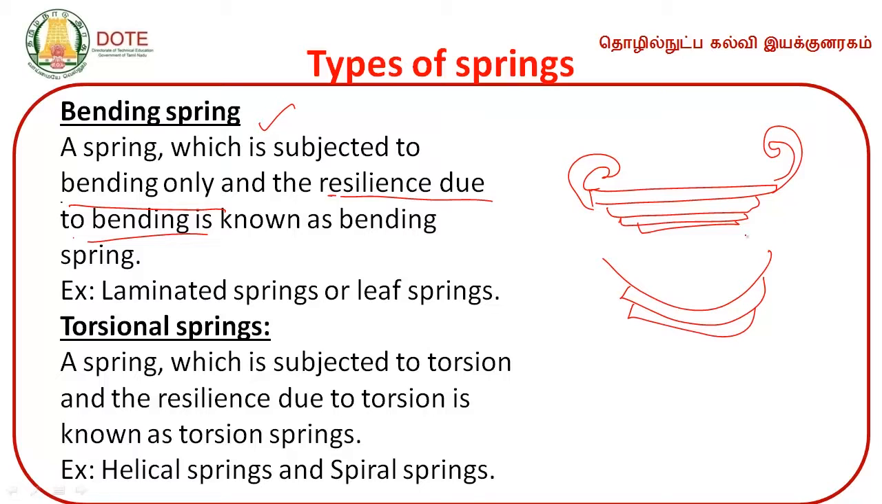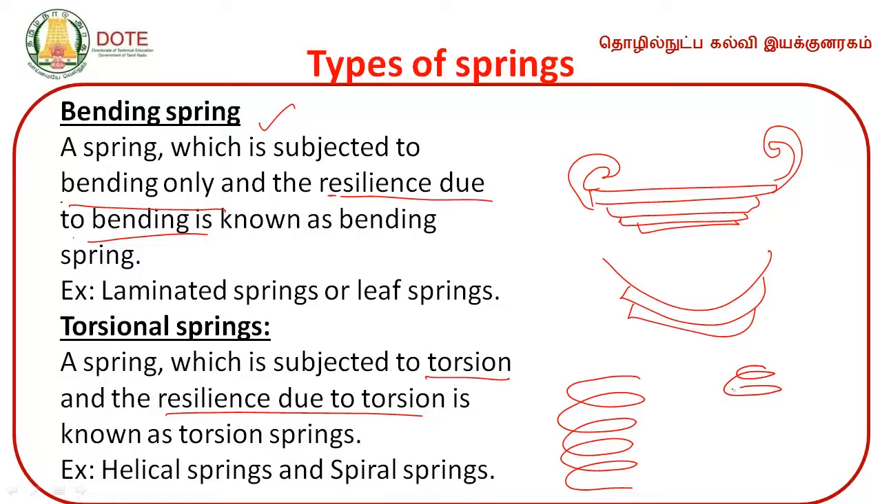Another type of spring is called a torsional spring. What is a torsional spring? A spring which is subjected to torsion, and the resilience due to torsion, is known as a torsion spring. Examples are helical springs and spiral springs. So springs like this, in which the values increase, we call torsional springs.